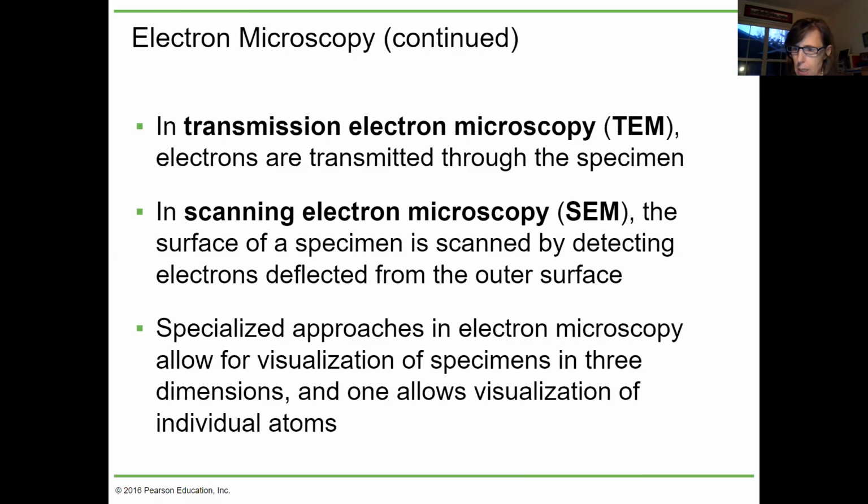Now, there's a third kind that's used, and that is called cryo-EM, so cryo-electron microscopy. And with that microscopy, you can create an image computationally of something in 3 dimensions.